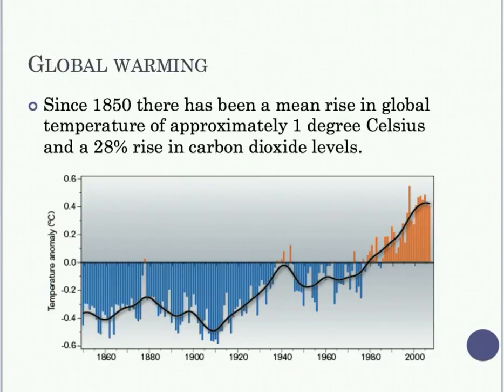Since 1850, there's been a mean rise in global temperature of approximately 0.74 plus or minus 0.18 degrees Celsius, with most of this increase since 1960. Carbon dioxide levels have risen from 280 parts per million in 1850 to 375 parts per million in 2004.